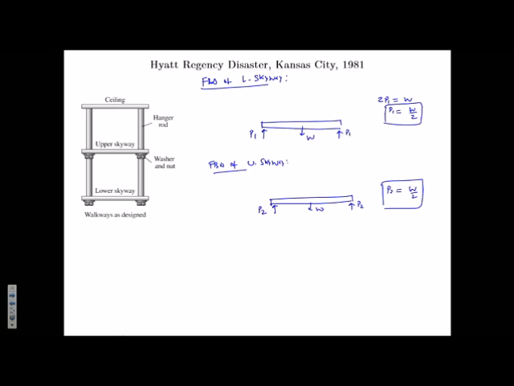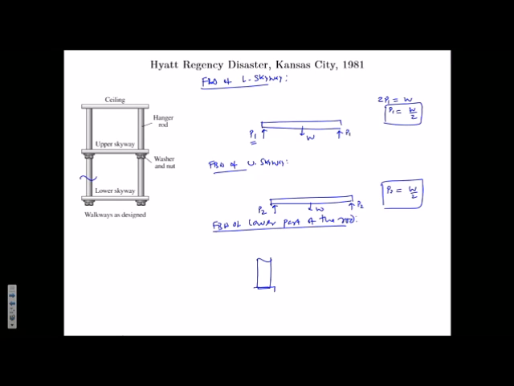Okay, so let's see. So what we'll do is we will make a cut here, right? Because we want to see what are the forces at a cross-section between the upper and lower skyway, right? So if I do that, I'm going to call it a free body diagram of lower part of the rod. So what do I have? I made this cut, right over here, okay? So now the lower skyway, which is right over here, is also going to push the nut in the downward direction with the force P1, right?